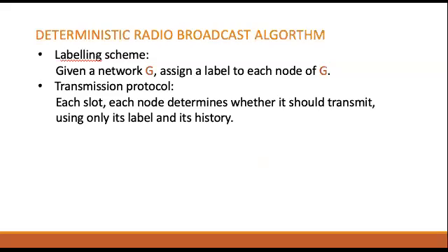A deterministic radio broadcast algorithm consists of two parts: a labeling scheme, which assigns a label to each node of a network, and a transmission protocol, which enables each node to decide, based on its label and its history so far, whether to transmit, and if so, what to transmit.